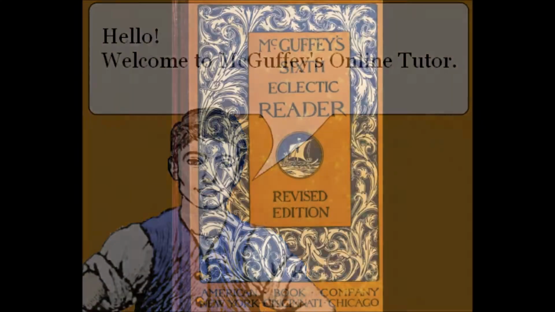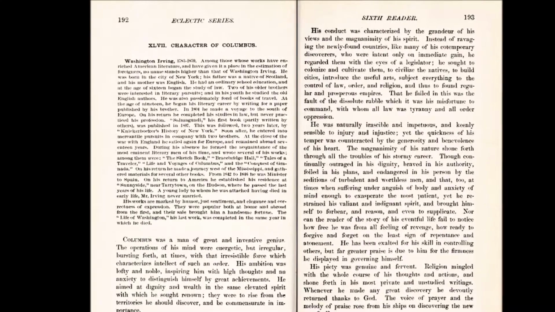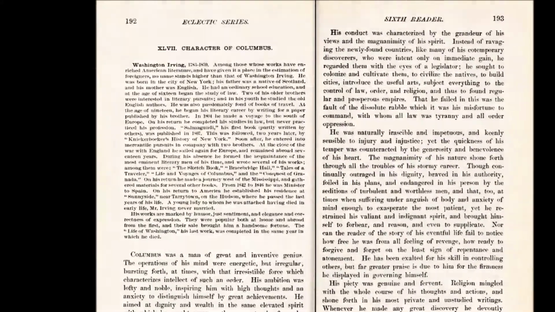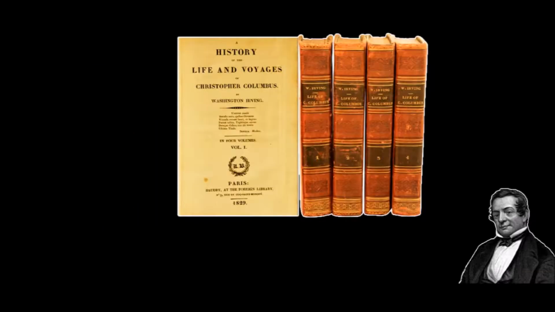Today's lesson comes from the McGuffey's 6th Eclectic Reader, the revised edition. Lesson 47, Character of Columbus, Part 3. Washington Irving, 1783 to 1859.